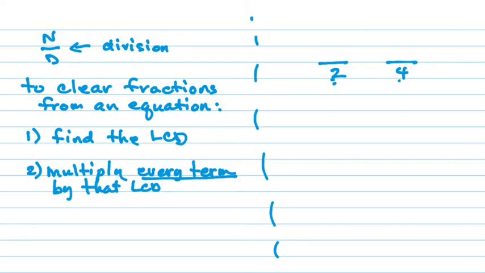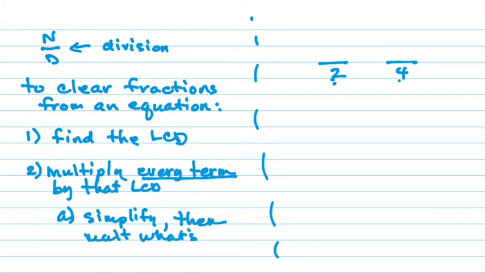Now, when you're dealing with the fractions, when you're multiplying, what's really happening is you're going to simplify, then multiply what's left times the numerator. Okay, and again, this is for the fractions. And we're going to look at several of these and look at this pattern.